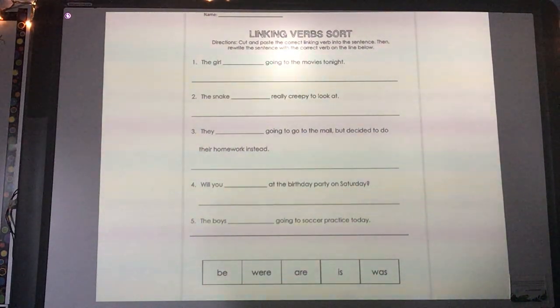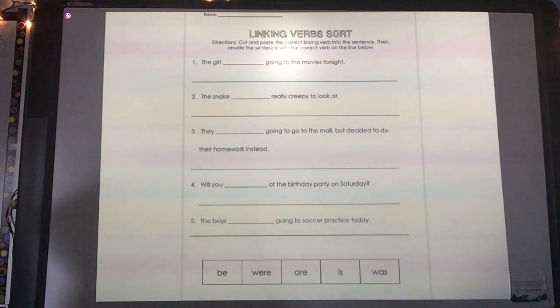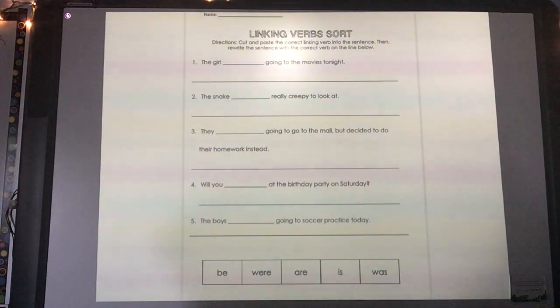So number one, we need to fill in that sentence with a linking verb to make it make sense. The girl blank going to the movies tonight. Which linking verb would help complete that sentence? Tell somebody next to you now.